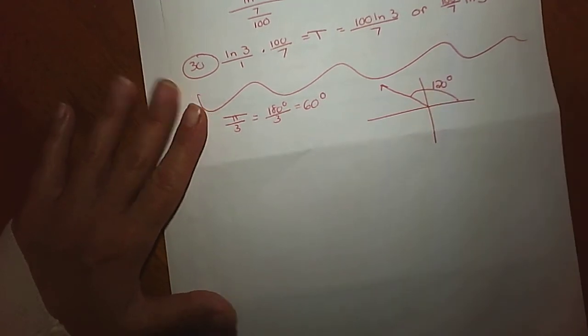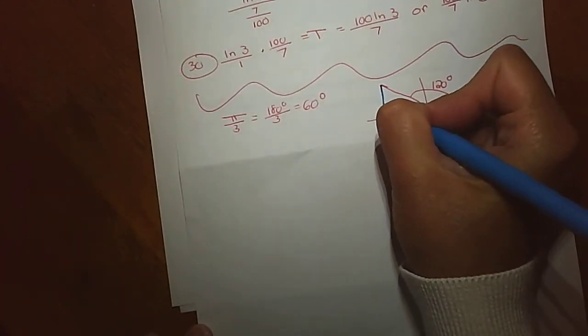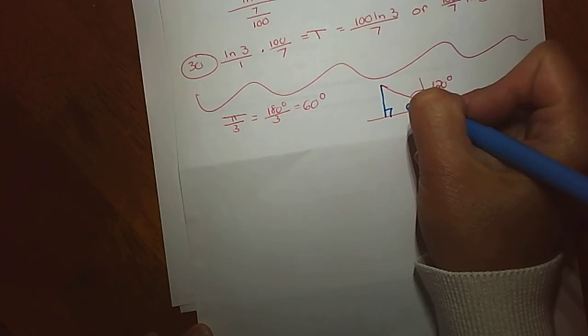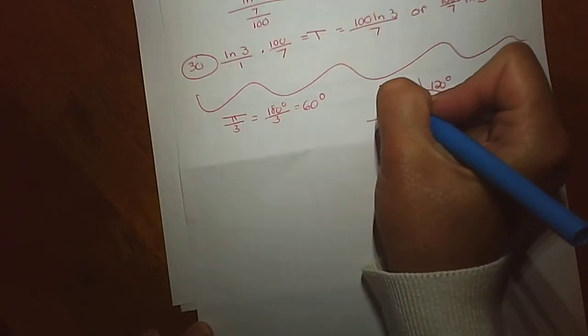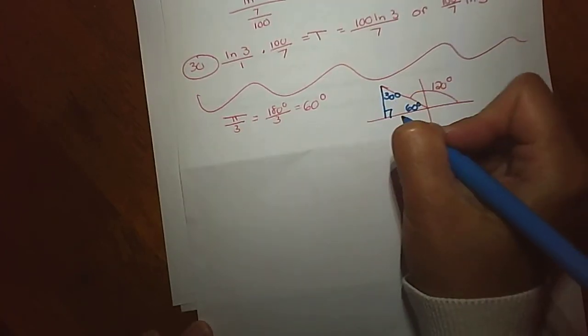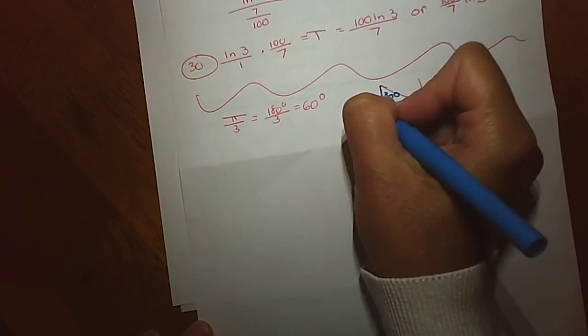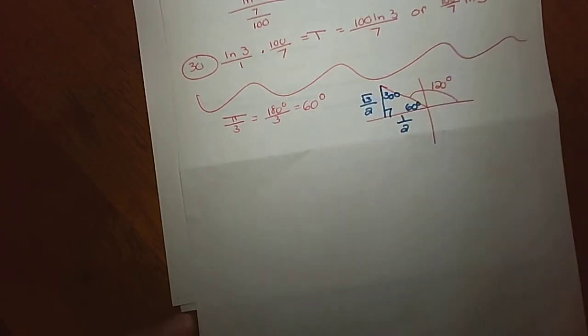Right? Drawing your triangle. That means my reference angle is 60. That means this guy's 30. Across from 30 is a half. Across from 60 is radical 3 over 2.